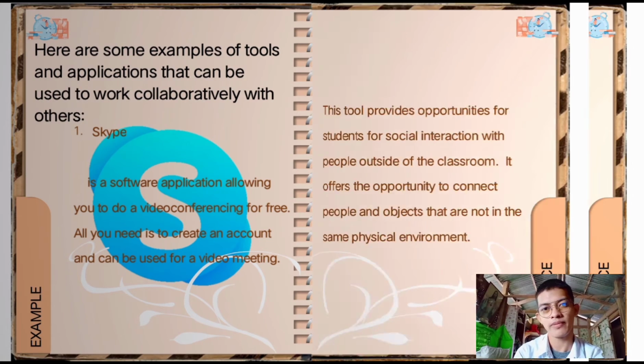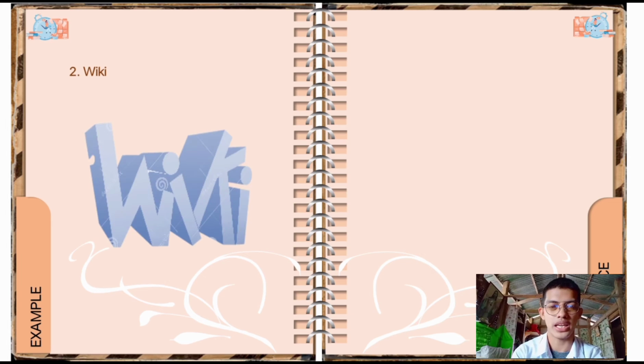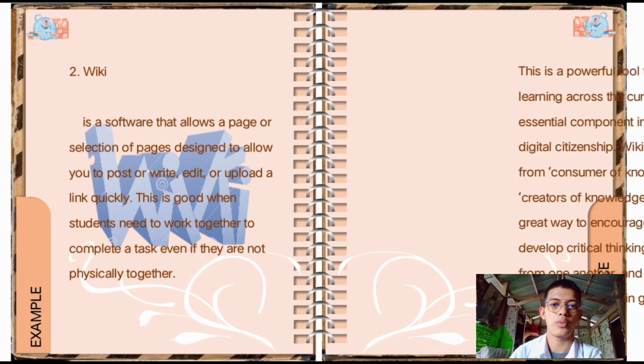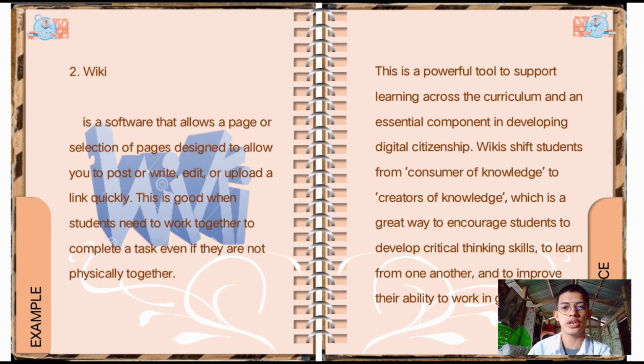And the second one is the Wiki. A wiki is software that allows a page or selection of pages designed to allow you to post or write, edit, or upload a link quickly. This is good when students need to work together to complete a task even if they are not physically together. It is a powerful tool to support learning across the curriculum and an essential component in developing digital citizenship.